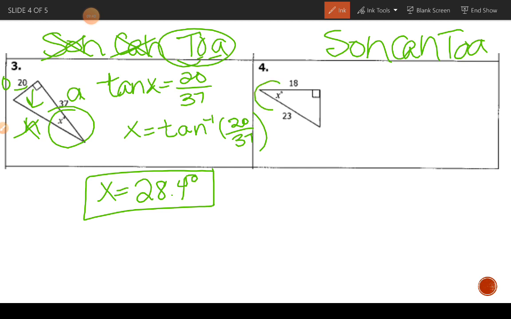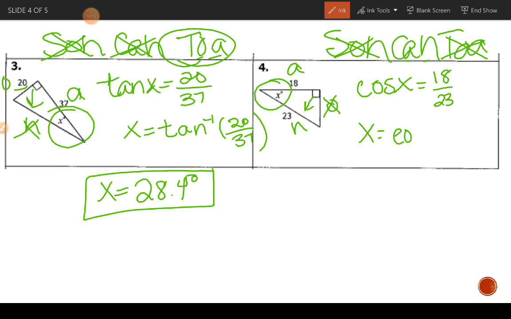Okay, so let's do this final one. We have x, and then 23 is my hypotenuse, 18 is the adjacent, and the opposite is nothing. So again, we're not using the opposite, so we're not using TOA, we're going to be using cosine. So we have cosine of the angle is equal to adjacent over hypotenuse. So 18 over 23. We use the inverse cosine.